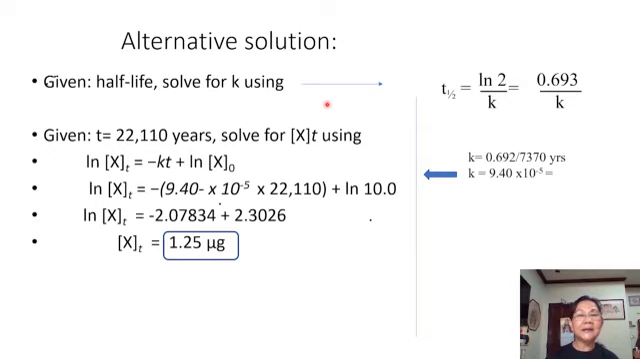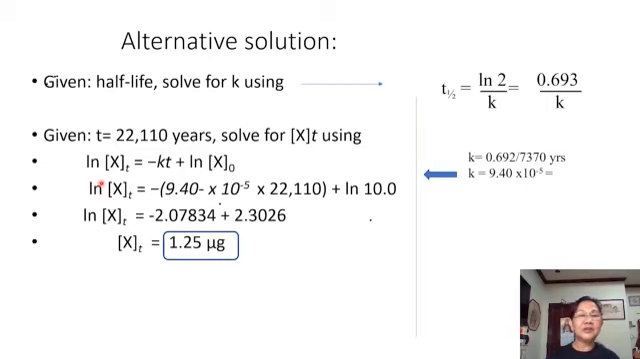You are given the half-life. We make use of the half-life formula and we can solve for k. So k is equal to natural logarithm of 2, which is 0.693, divided by the half-life of 7,370 years. So k has a value equal to 9.40 times 10 to the negative 5 per year. The unit is per year because the unit of half-life is year. So we have solved for k.